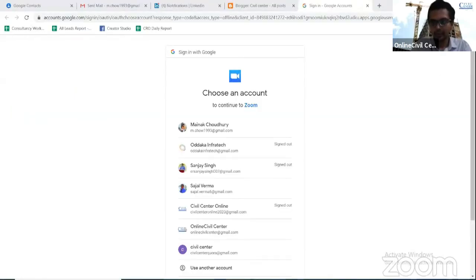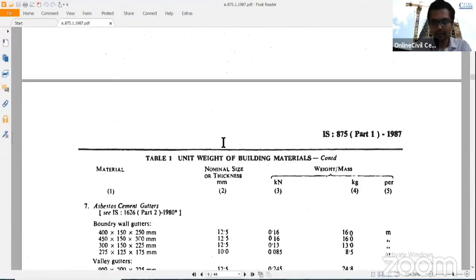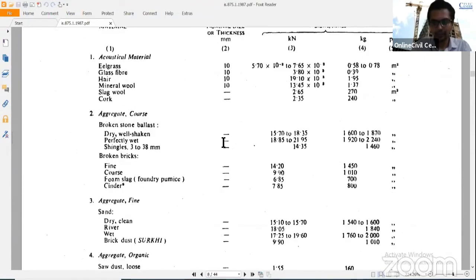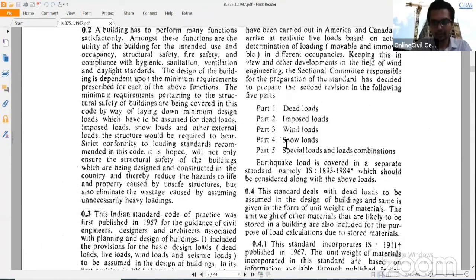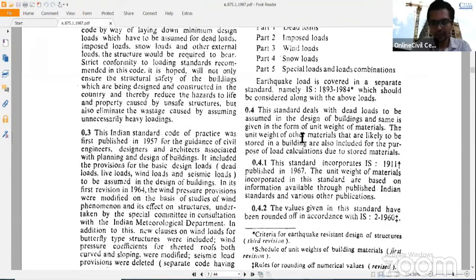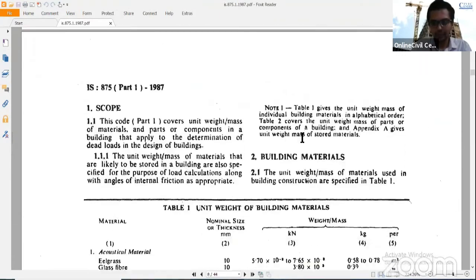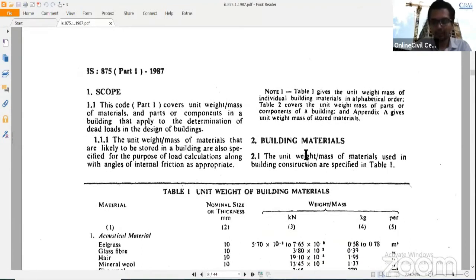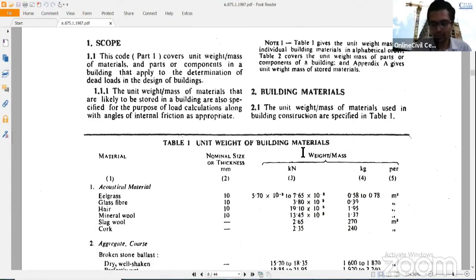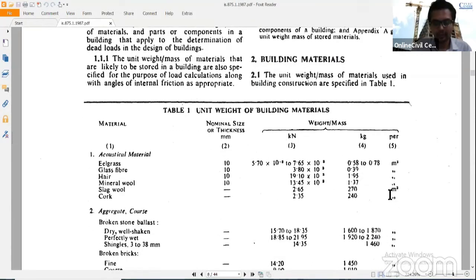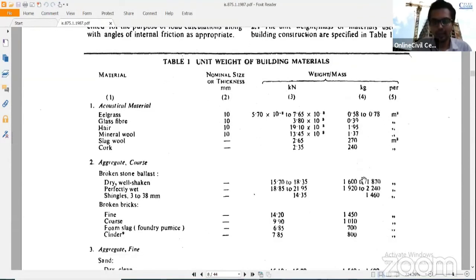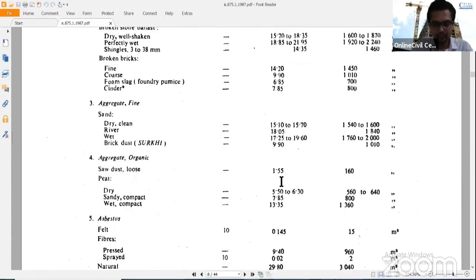Okay, so this is the IS 875 part 1, as you can see here. Like the previous code, the different types of loads are given in this IS 875 part 1, and you can find that they have given the unit weight per mass of building materials which have been used. Here, in kilonewton per meter cube, different materials' weights have been given. So our aim is to find the unit weight of bricks and mortar. Let's find out where we have it.